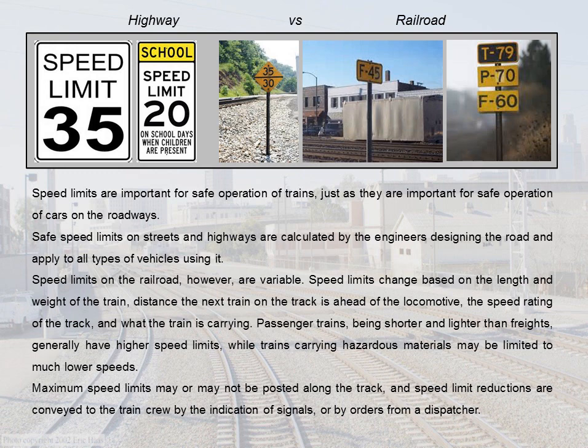Passenger trains, being shorter and lighter than freights, generally have higher speed limits, while trains carrying hazardous materials may be limited to much lower speeds. Maximum speed limits may or may not be posted along the track, and speed limit reductions are conveyed to the train crew by the indication of signals or by orders from a dispatcher.